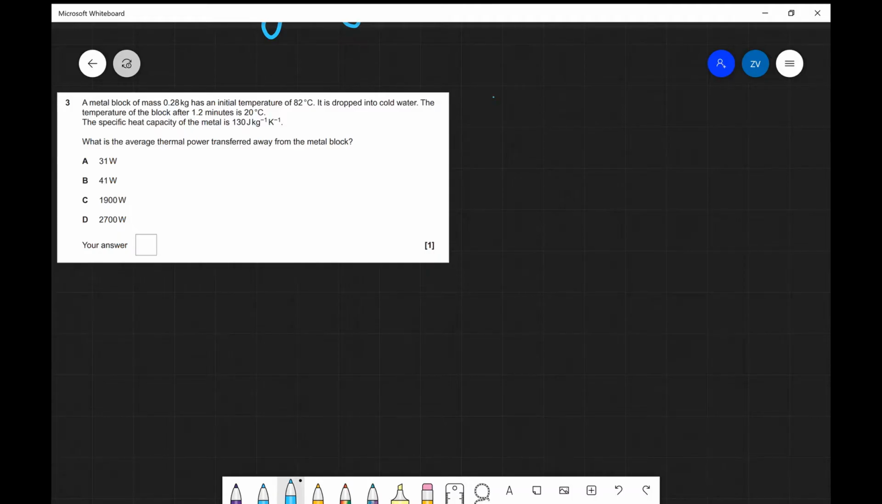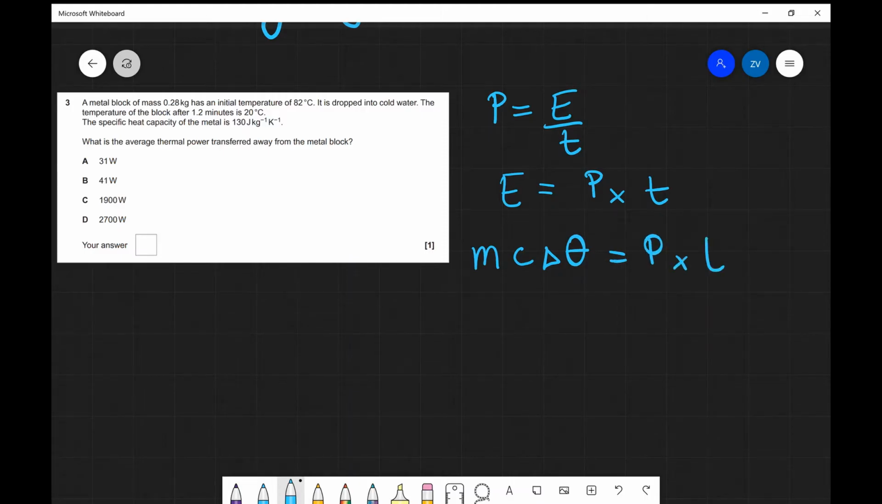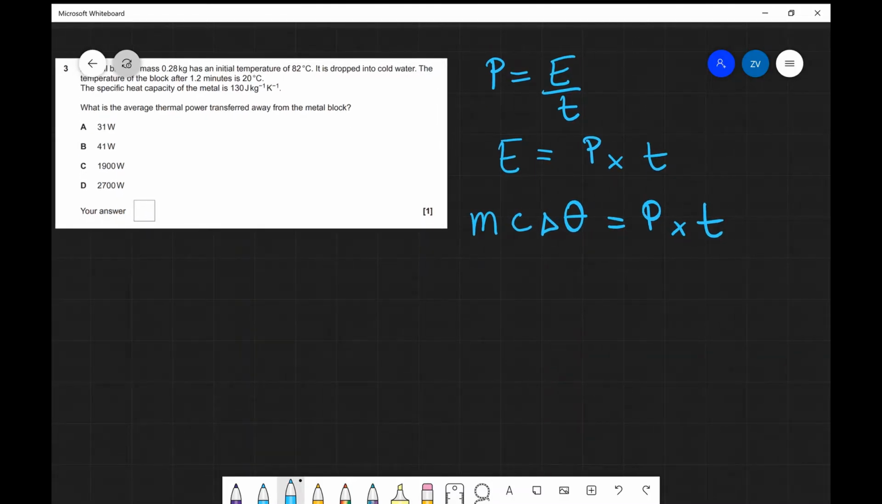Okay, well, we know that power is in general energy over time. So let's just rearrange for the energy, and we know that energy is power multiplied by time. Now the left hand side of the equation is going to equal mcΔθ, and it's going to equal power multiplied by time. The left hand side is just the specific heat capacity equation. I have a whole separate video on this if you want to explore the channel further.